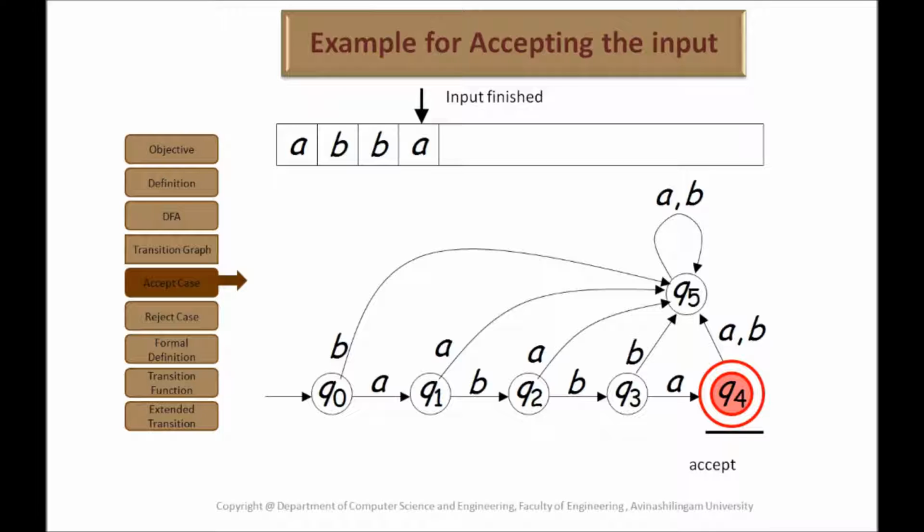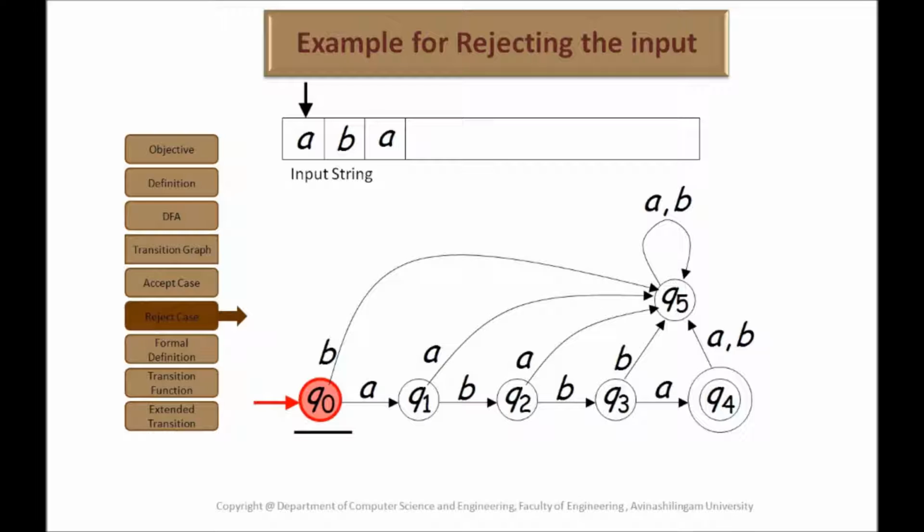Now we'll see an example for rejecting the input. Here we have considered ABA as the input string, which is mentioned in the input tape. We have to process the alphabet one by one. Here we have ABA. So first of all we have to process the first alphabet, that is A. We have to start from the initial state, that is Q0. From Q0, using input A, it goes to Q1. Next alphabet is B. So from Q1, using input alphabet B, it goes to Q2.